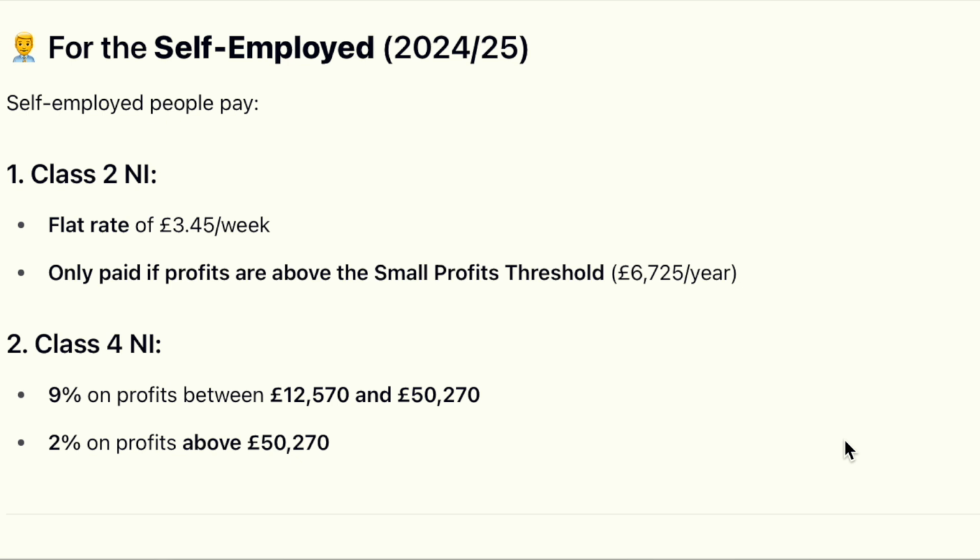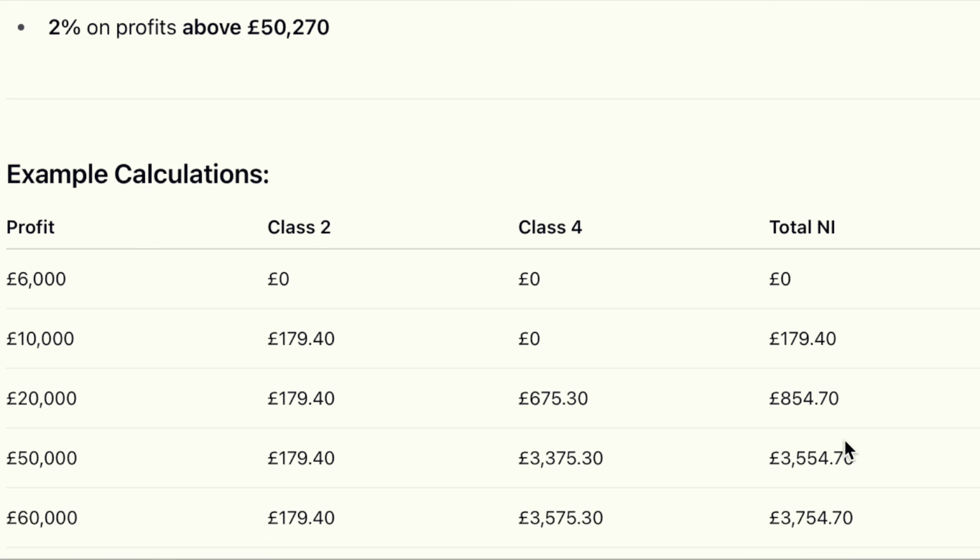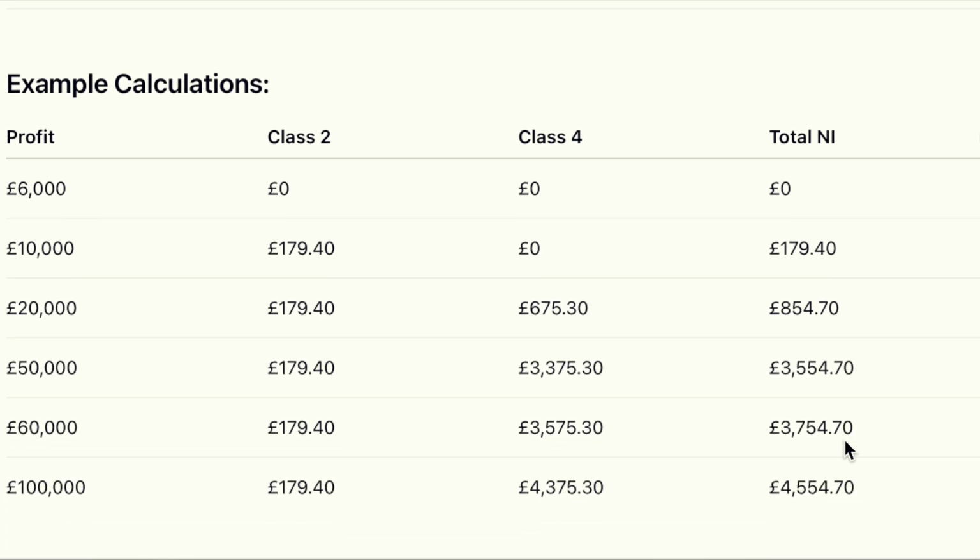The flat rate is £3.45 per week, which I've already said to you, and that is basically paid only over small profits, which is actually £6,725 for the current financial year. You'll also pay 9% of profits between your personal allowance and your higher rate band, and you'll pay 2% on anything over your higher rate band.